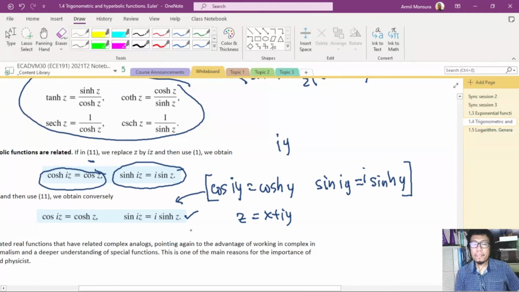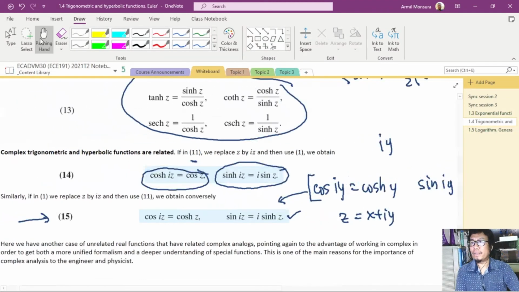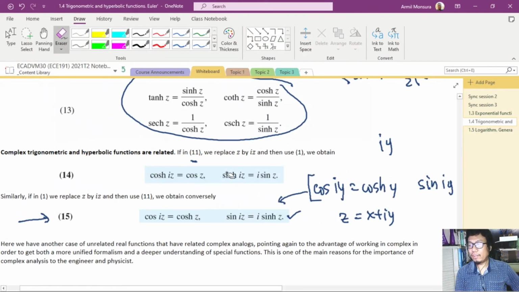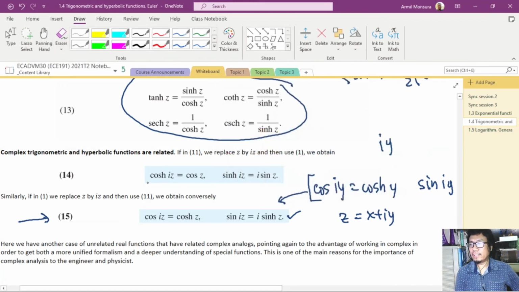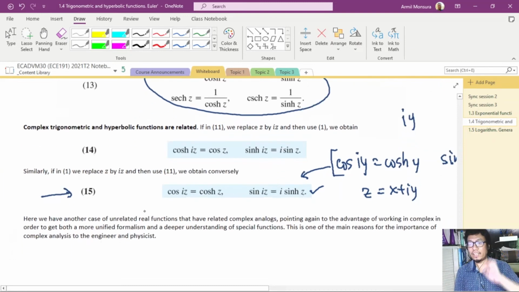Okay, now in a similar manner, if we now have to relate complex hyperbolic functions to its trigonometric counterpart, we have the following. Okay, so we see that hyperbolic cosine of iz is equal to cosine of z, and hyperbolic sine of iz is equal to i sine of z. Okay? So we have here the case of unrelated real functions that have related complex analogs.